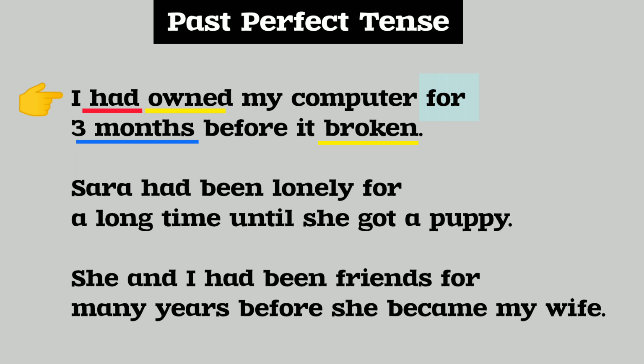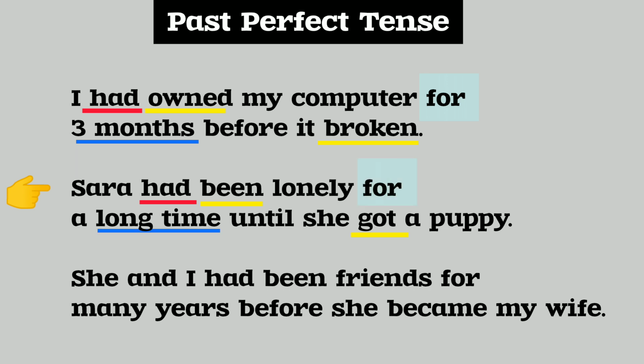Let us take a look at the next one. Sarah had been lonely for a long time until she got a puppy. Here we have a subject and then had and the past participle. And then we have the past simple, she got a puppy. All we are doing here is to emphasize how long the first action had been happening. She had been lonely for a long time.